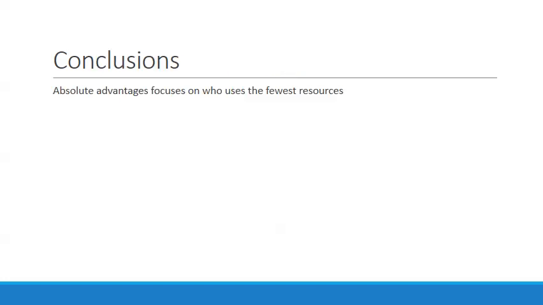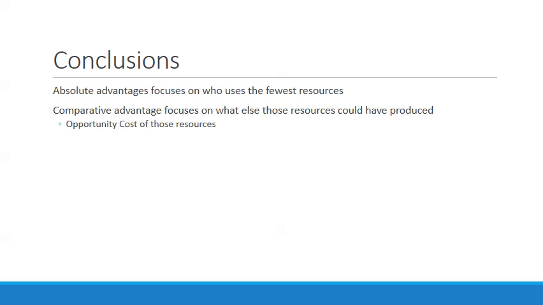Now, in conclusion, absolute advantage focuses on who uses the fewest resources. Comparative advantage focuses on what else those resources could have produced. Opportunity cost of those resources is the big deal here. So when absolute advantage goes in and they say, okay, we can produce this good the fastest using the fewest resources, well, that doesn't mean that you should do it though. Rather, comparative advantage is focusing on the opportunity cost of those resources to determine what you should and should not produce.